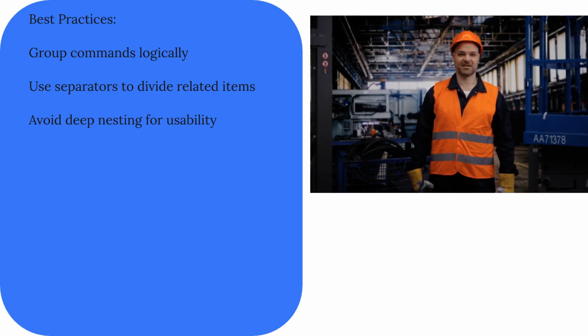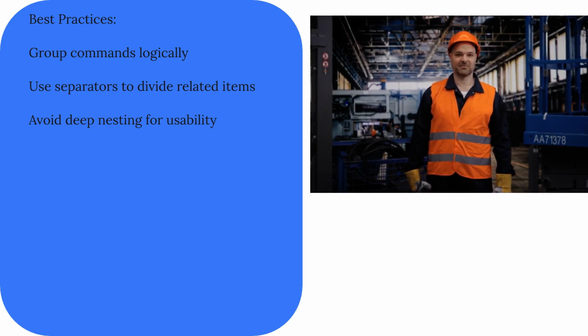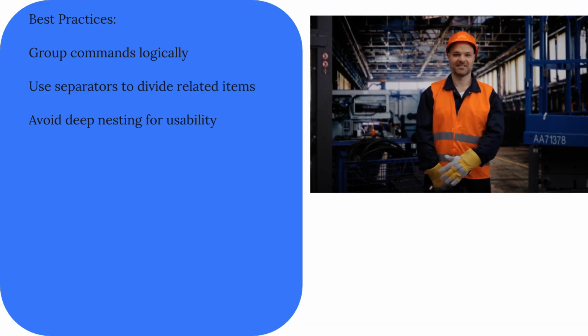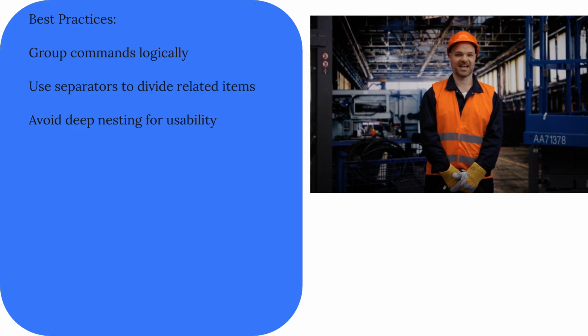Best practices for JMenu are: 1. Group commands logically, 2. Use separators to divide related items, and 3. Avoid deep nesting for usability. So there you have it, 300 minutes of JSwing and JMenu condensed into 3 minutes.